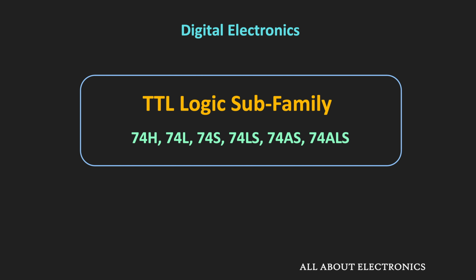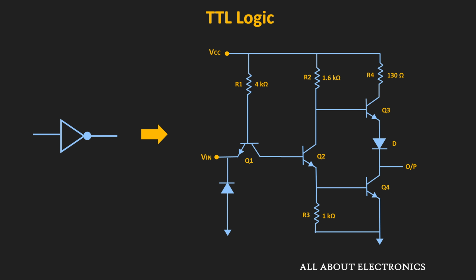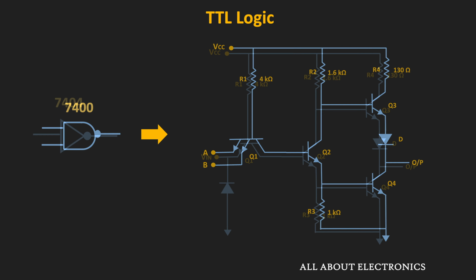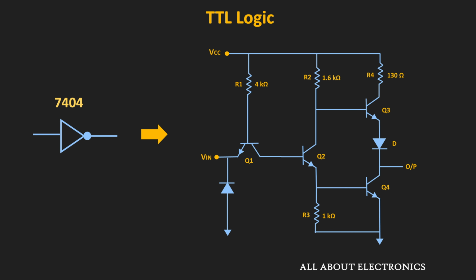In this video, we will see the subfamilies of the TTL logic, how the TTL logic evolved over time, and how the different versions of the TTL came into existence. So far, all the discussion related to the TTL logic which we have carried out was for the standard TTL version, which is often known as the 74 series. For example, the 7400 is the IC for the standard TTL 2-input NAND gate, and likewise, the 7404 is the IC for the inverter.